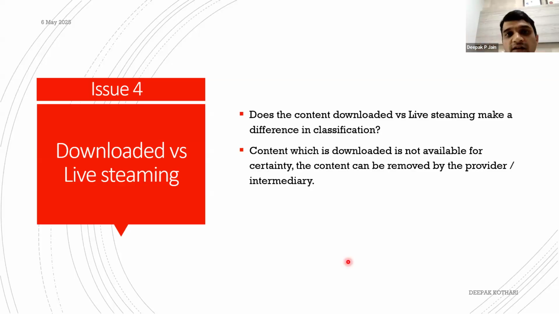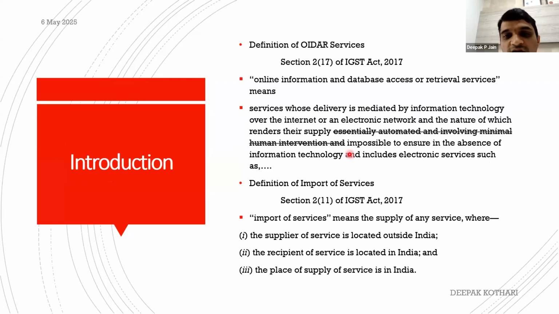So you are saying that there is limited human intervention, but the definition has deleted human intervention. So what do we mean when they have removed it? Minimum human intervention was permitted prior to the amendment. Now the amendment has removed "essentially automated and involving minimal human intervention." Will your answer change now?